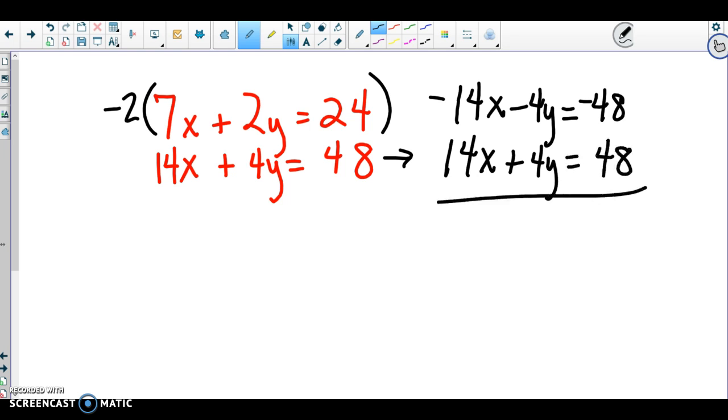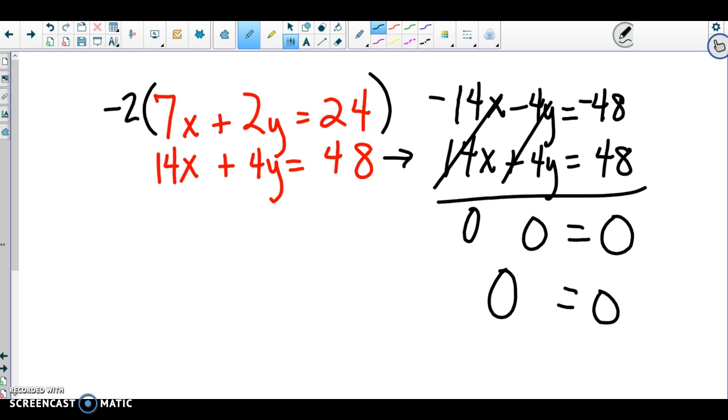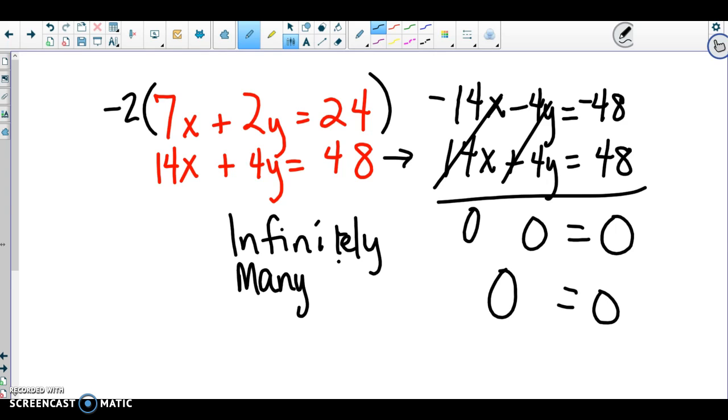Okay, so now I'm ready to combine. Negative 14x and a positive 14x disappear and become 0. Negative 4y, positive 4y, those disappear and become 0. So on this side we have 0 equals, and negative 48 plus 48 is 0 as well. That one's kind of weird because everything eliminates and we have a true statement. So if it's a true statement, then we know it's infinitely many solutions, okay? And that's what we would write for our solution.